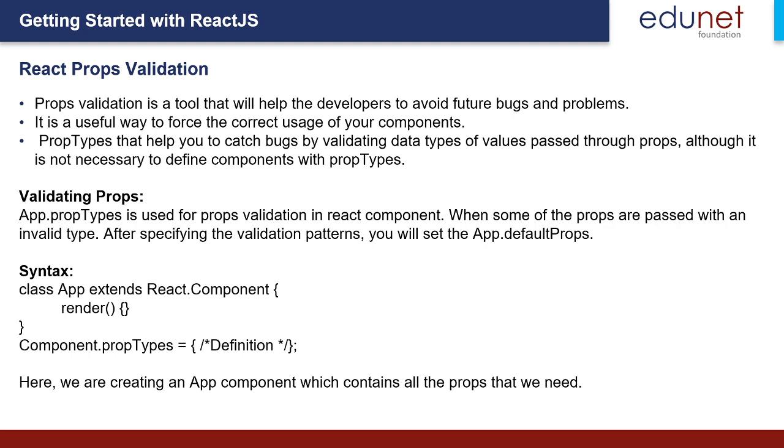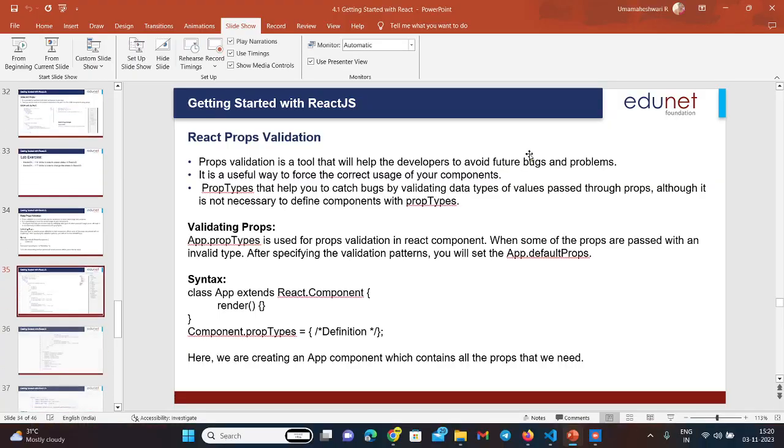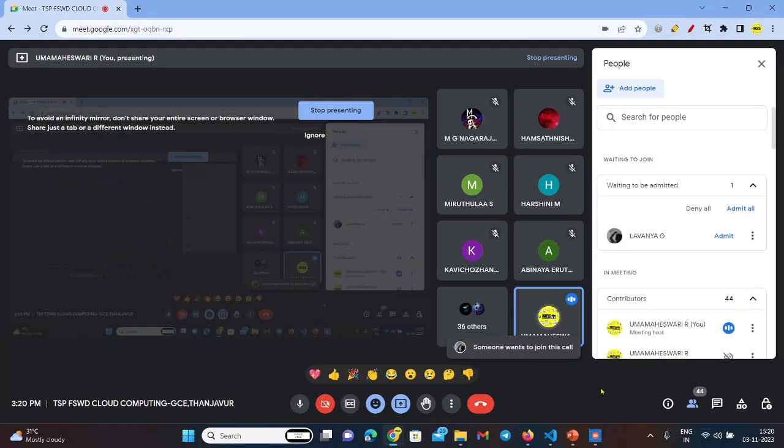And validating the props, again App.propTypes is used for props validation in a React component when some of the props are passed with an invalid type. After specifying the validation pattern, you will set App.defaultProps. Clear? And the syntax, you can see how we are doing it: Component.propTypes, and you mention your definitions. Okay, we are creating an App component which contains all the props that we need. So let's see an example so that you can clearly understand.